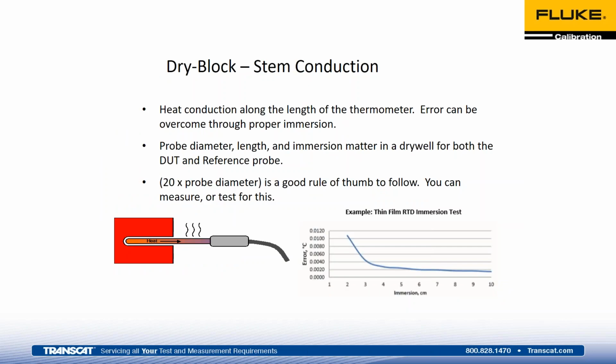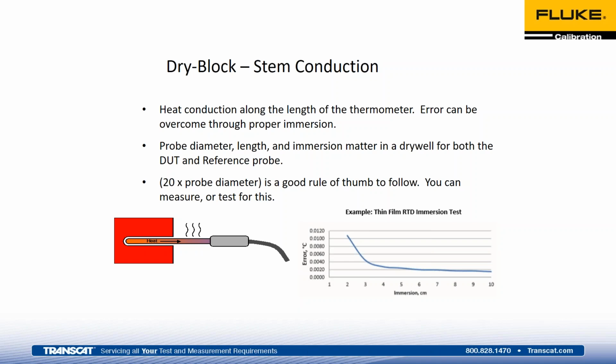The reason for the immersion depth being a concern is basically stem conduction. It's basically your probe acting like a heat sink. And sometimes, when you're at some of the more extreme hot or cold from ambient, you can see these errors come through in your readings. So probe diameter, length, and immersion all play into that. And again, the good rule of thumb is 20 times the probe diameter. That is the rule of thumb for what we call a traditional platinum wound sensor.